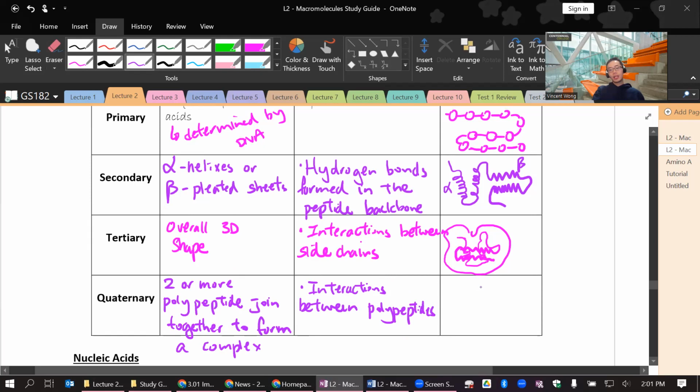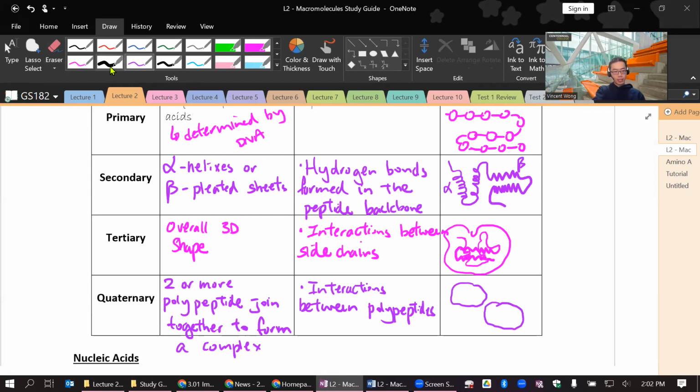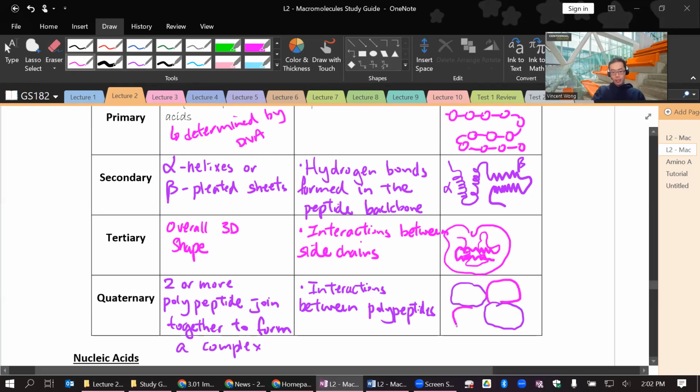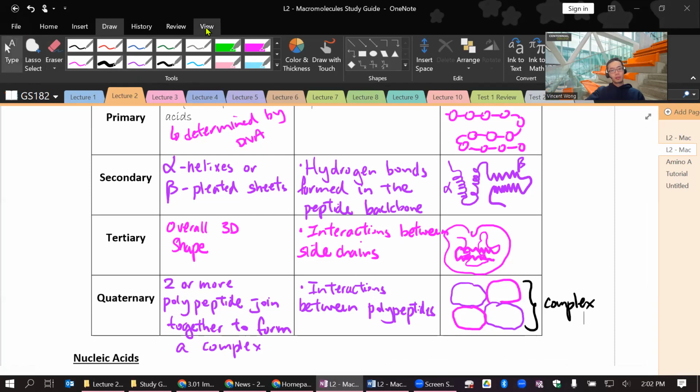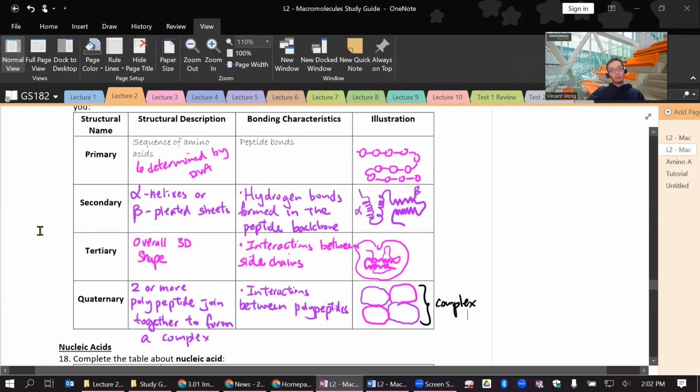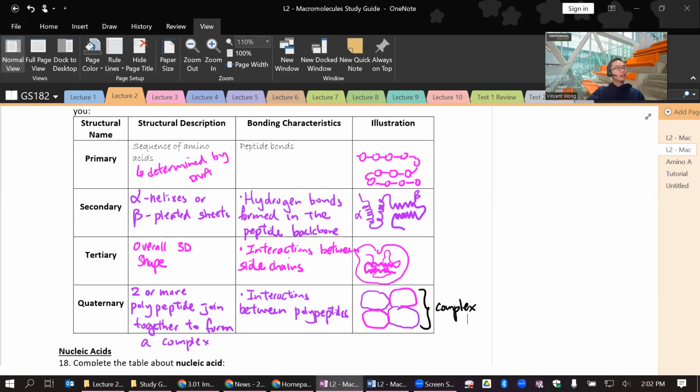Okay, so in class, I gave you an example called hemoglobin. That's a molecule that carries oxygen for you in the body. And that has two purple ones, for example, and two pink ones. So a total of 4 different proteins, but they come together to form one big complex. This is protein 1, protein 2, 3, 4, and you form a complex. And so these are the 4 levels of protein structure. Anyone have any questions?